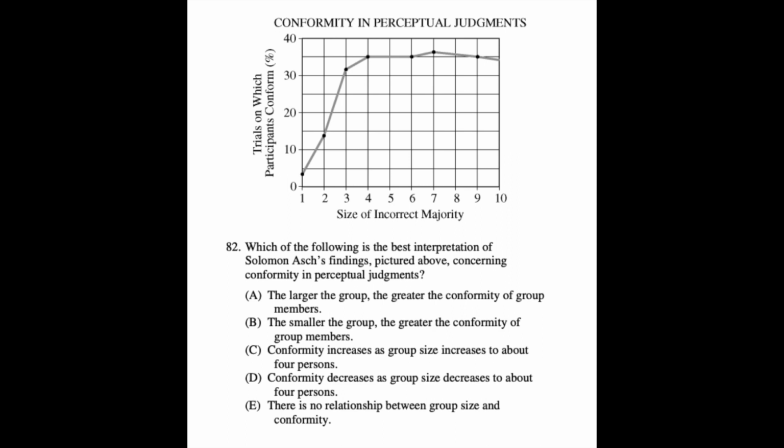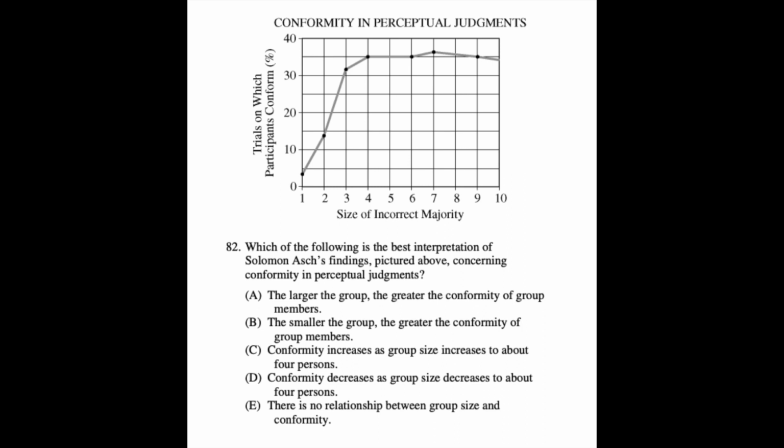The MCQ session also involves some graph interpretations, but not many. In this question, you will first have to understand the data presented in the graph, then choose which of the interpretations fits best. You will also have to know what conformity is and how it works to do this question. We can see that the trials on which participants conform rises steeply at first, then levels off at around 4. So when the size of the incorrect majority reaches about 4 individuals, the percentage of trials on which participants conform will no longer increase significantly and will stay consistent at around 35%. The best answer would be C.